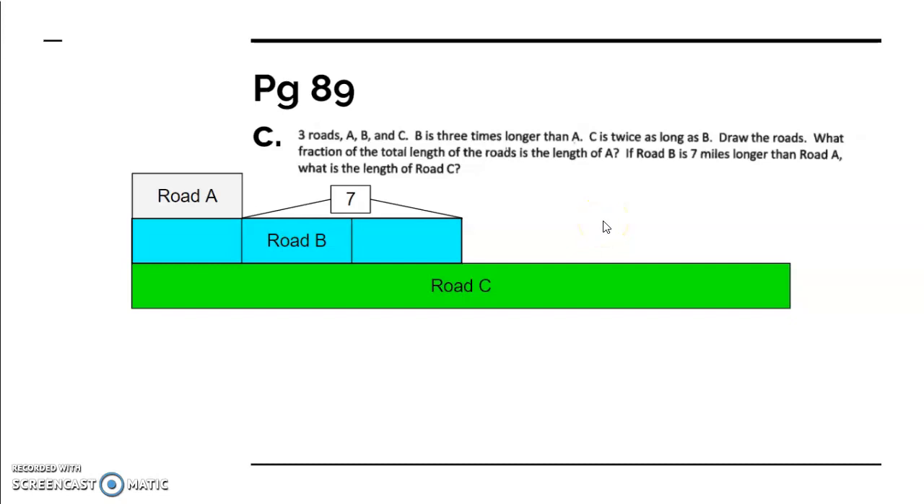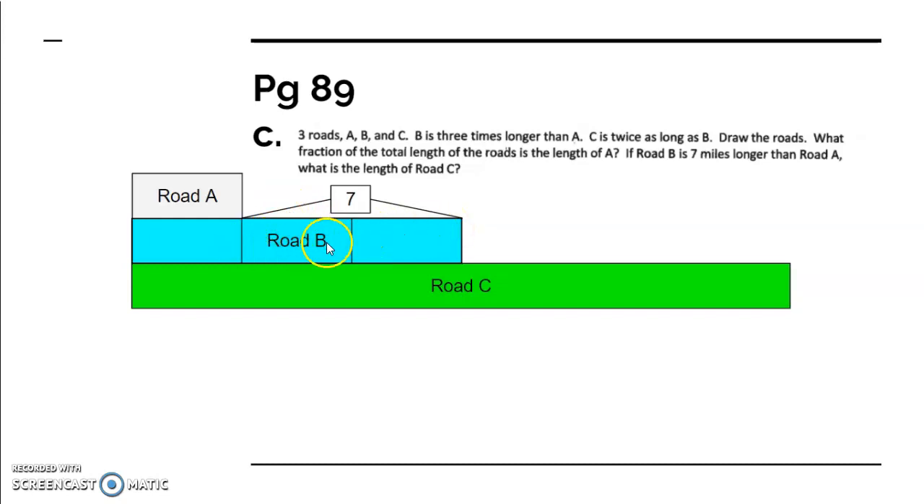Because this road is longer than the other part of it, we have to figure out what the length of road A is. We're going to find this length, and because this is longer than it, it's representing this entire part as a whole. So I have 7 that's being separated into 2 equal pieces. Do you see those 2 equal pieces? Ignore these guys over here.